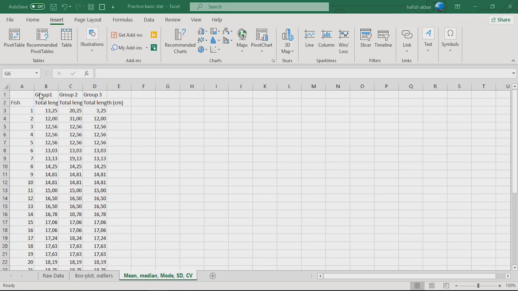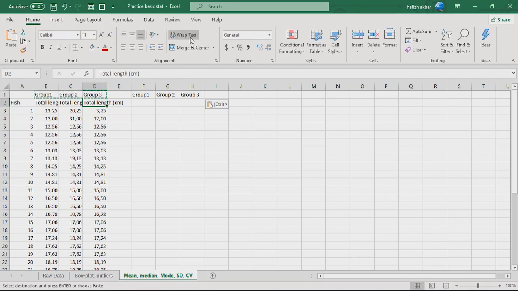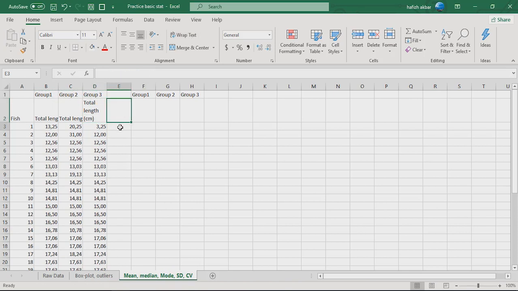From the sheet, we have data from three different groups, which are group 1, group 2, and group 3. To calculate the mean of those data, we first copy the name of each group as its identity, then just write mean.